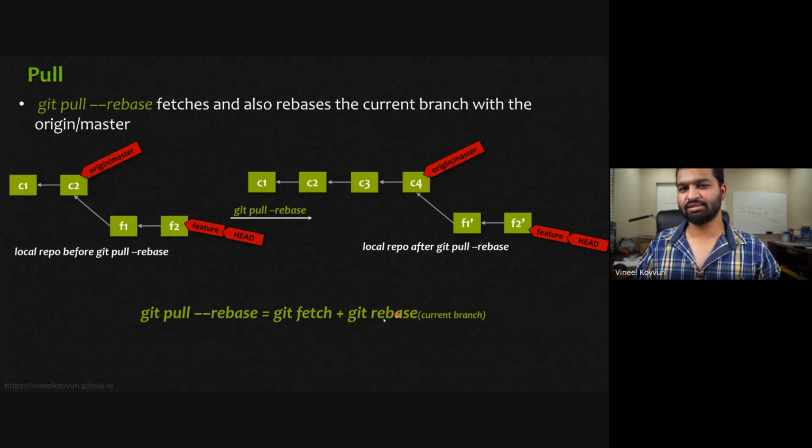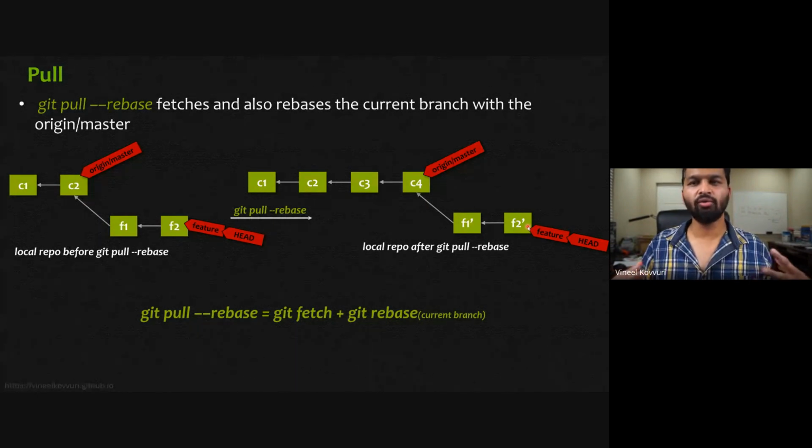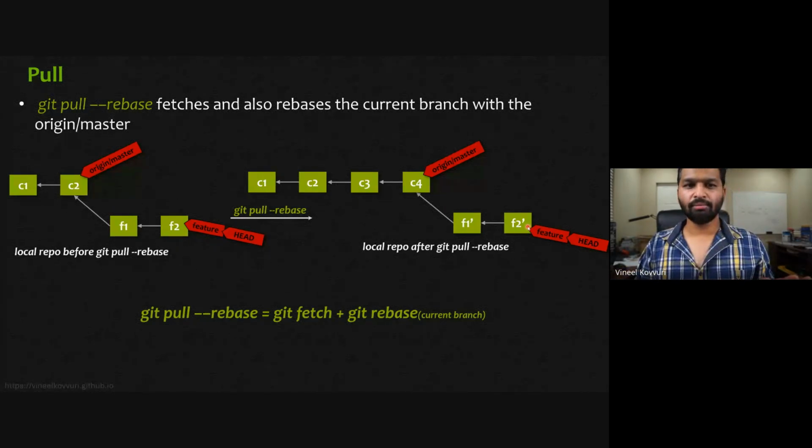Does it make sense? So when it did git fetch, what happened? It got these two commits. And when it did rebase, what happened? This entire feature branch got moved on top of C4, which is effectively what we want. We want to work on top of the latest changes that your team has pushed. Does it make sense? Usually this is what we do every day in and day out: git pull --rebase, git pull --rebase.